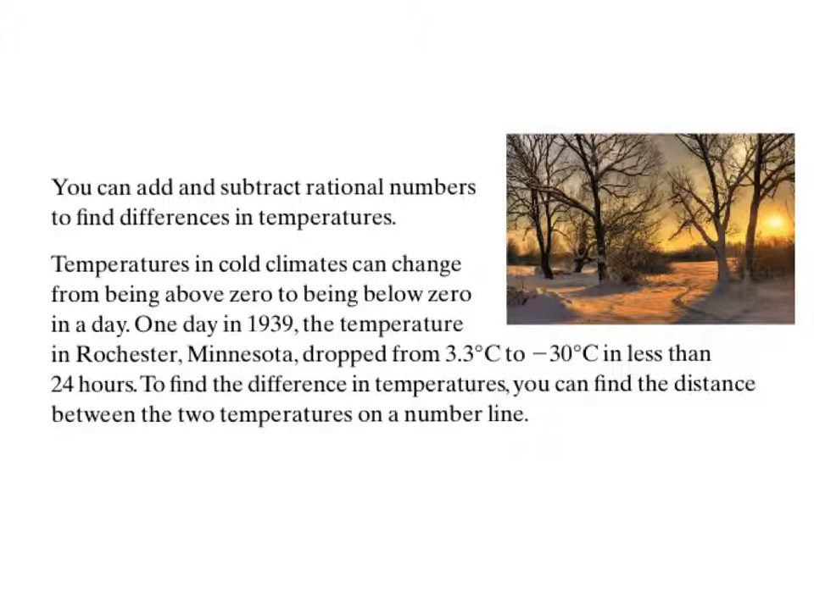You can add and subtract rational numbers to find the differences in temperatures. Temperatures in cold climates can change from being above 0 to being below 0 in one day. One day in 1939, the temperature in Rochester, Minnesota dropped from 3.3 degrees to negative 30 degrees in less than 24 hours. To find the difference in temperatures, you can find the distance between the two temperatures on a number line. This is similar to finding the distance between 2 points when we were graphing things on the coordinate plane.